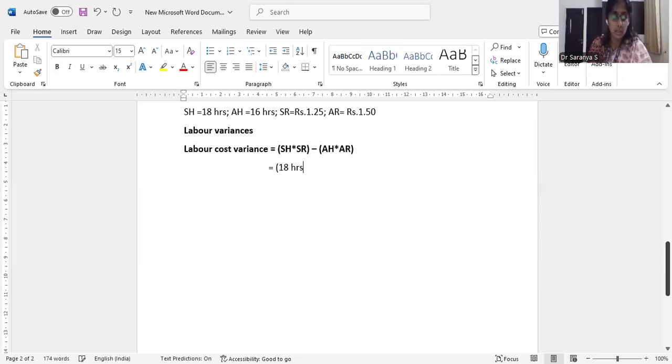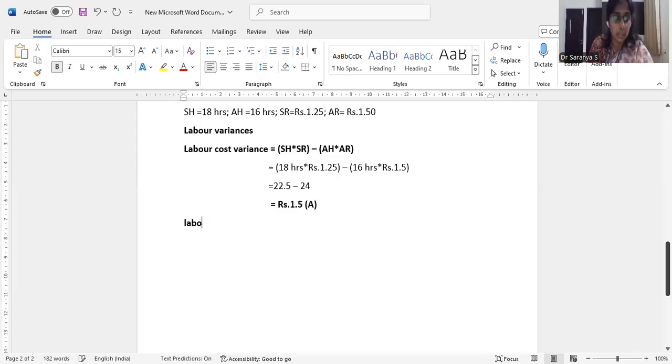SH is 18 hours into standard rate, rupees 1.25, minus actual hours, 16 hours, into actual rate, rupees 1.5. So 18 hours into 1.25 you will get 22.5, minus 16 hours into 1.5 you will get 24. So 22.5 minus 24 is obviously a minus answer, correct? So rupees 1.5 adverse.